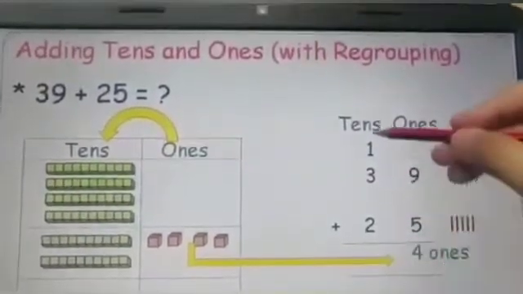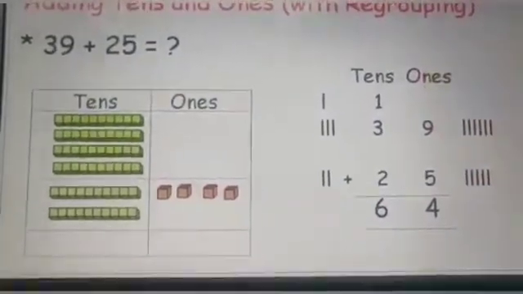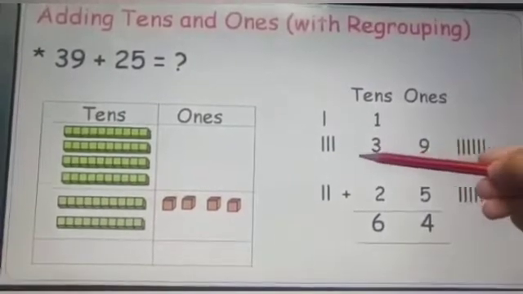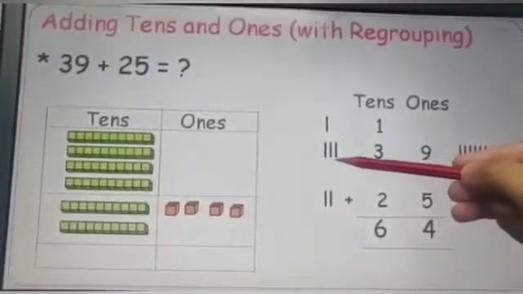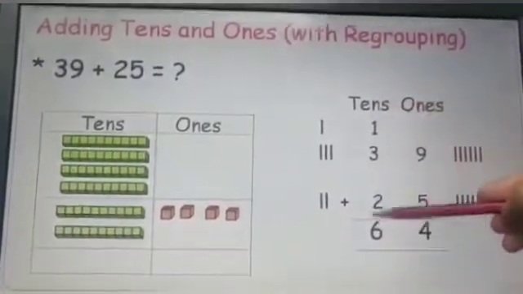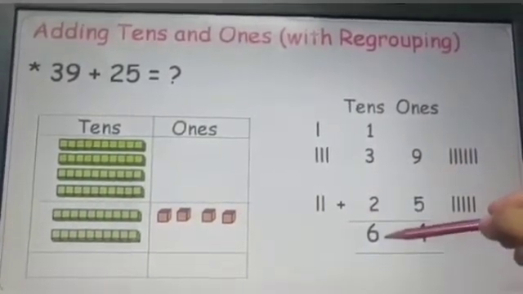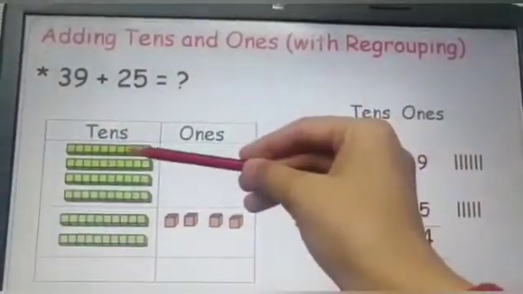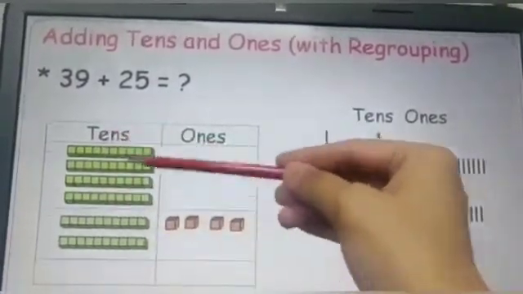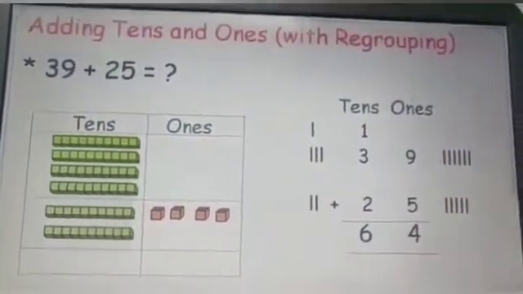Now I'll count all these numbers at the tens place. For 1, 1 vertical line. For 3, 3 vertical lines. 1, 2, 3. For 2, 2 vertical lines. 1, 2. I'll count all these lines. 1, 2, 3, 4, 5, 6. 6. Or you can see how many tens blocks? 1, 2, 3, 4, 5, 6. So 6 tens, 4 ones is equal to 64.